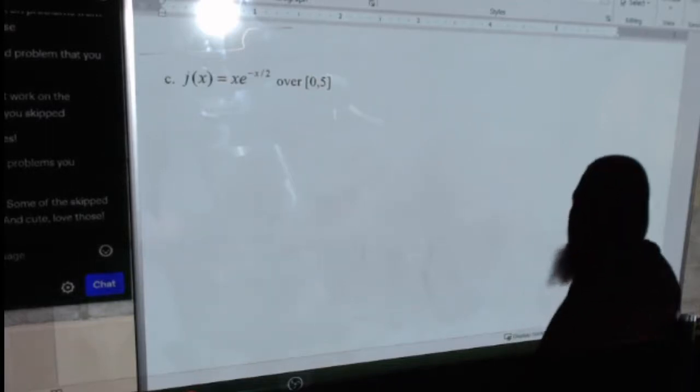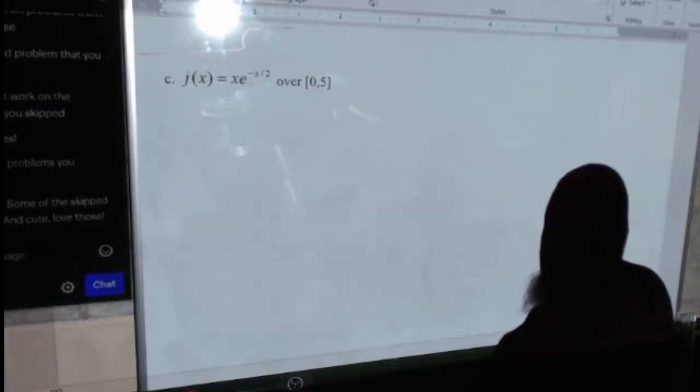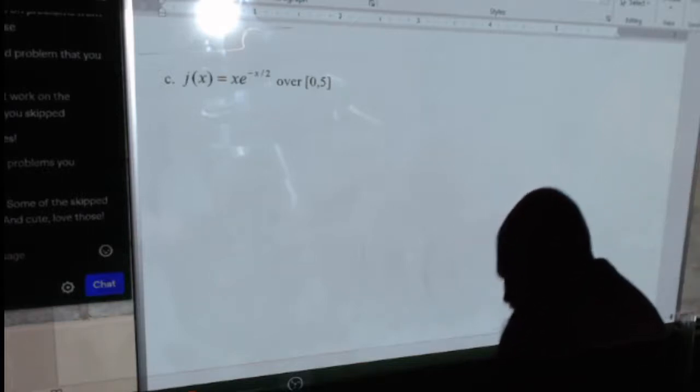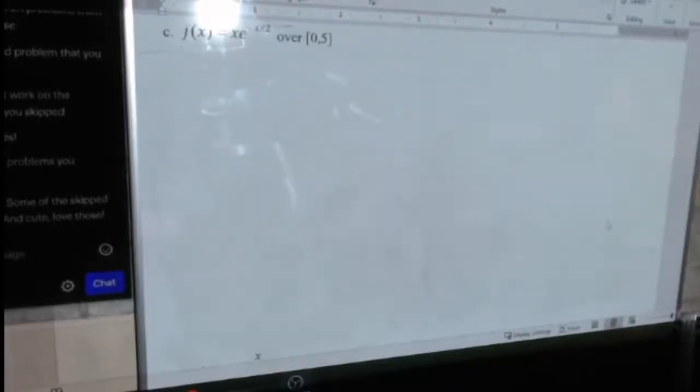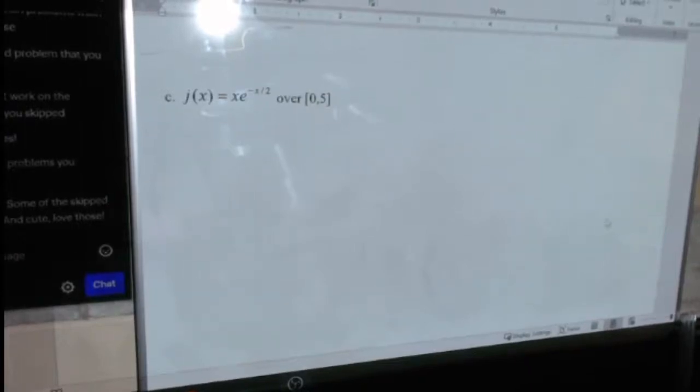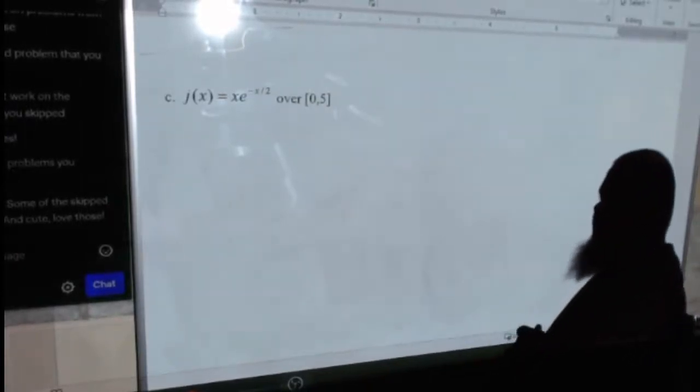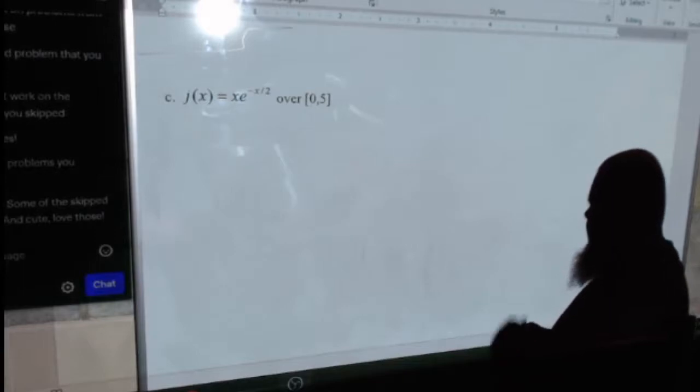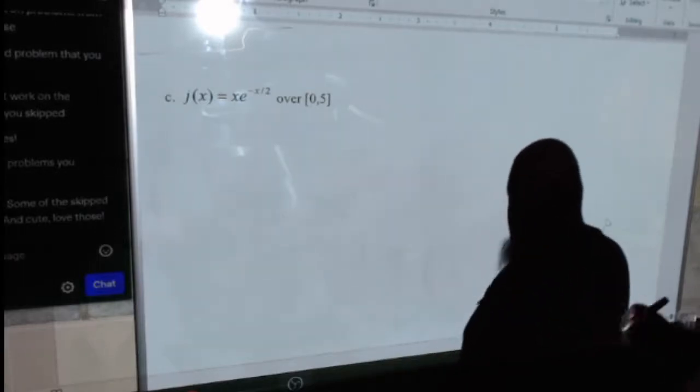All right. So the first problem I was going to do, I'm pretty sure I skipped this problem. Does everybody agree with that? The x, e to the x minus 2. This is under the closed interval method. So I just need to differentiate this guy. That's my first task.